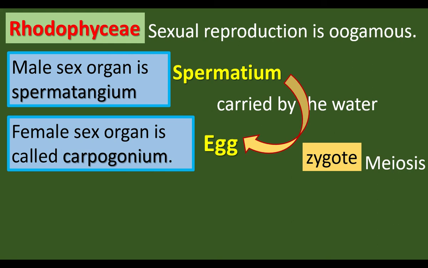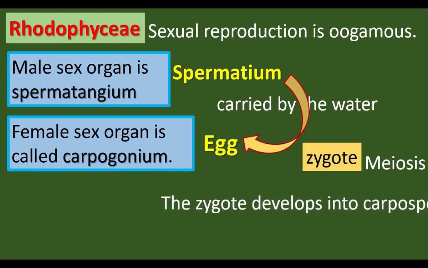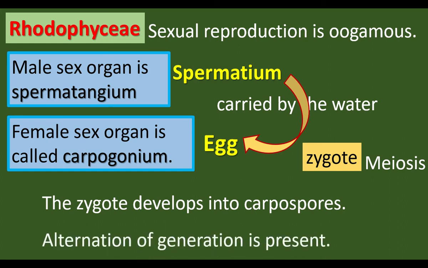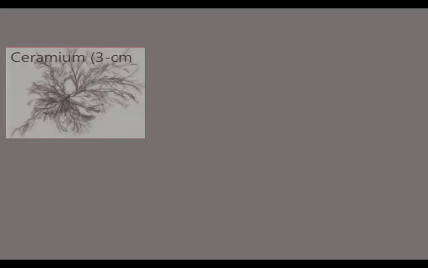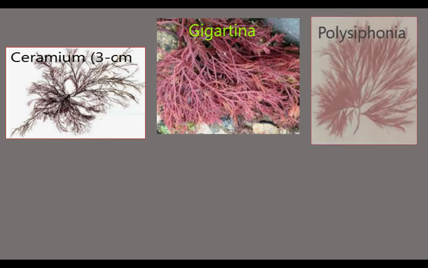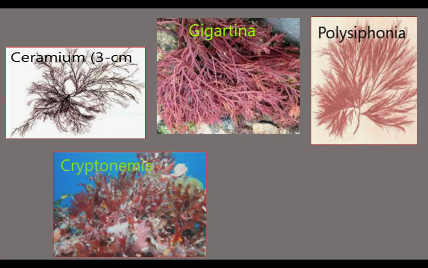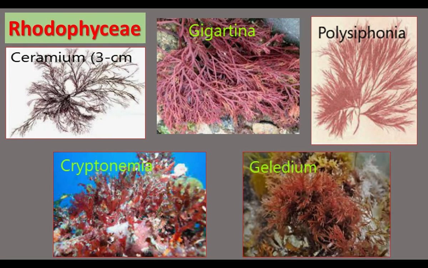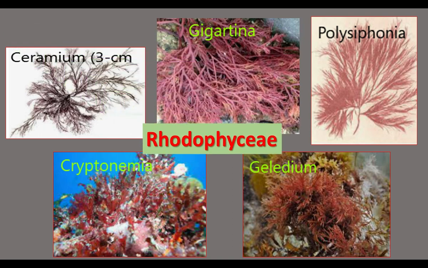The zygote undergoes meiosis to produce carpospores. Carpospores are produced from the zygote after meiosis. Alternation of generation is present in members of Rhodophyceae. They are commonly called red algae. Ceramium, Gracilaria, Polysiphonia, Porphyra, Gelidium are the common examples of Rhodophyceae.